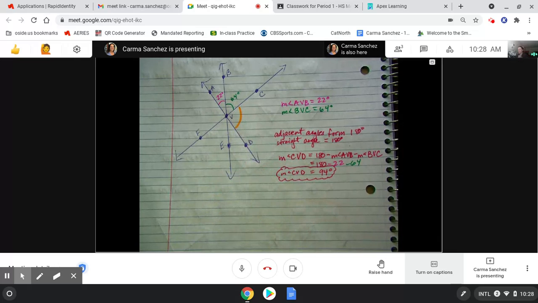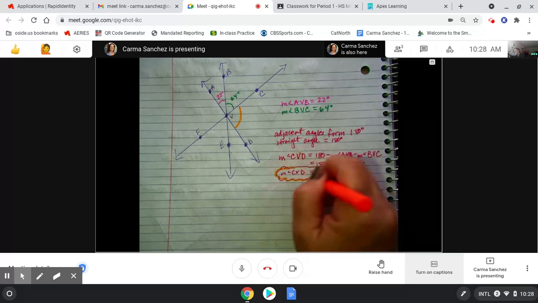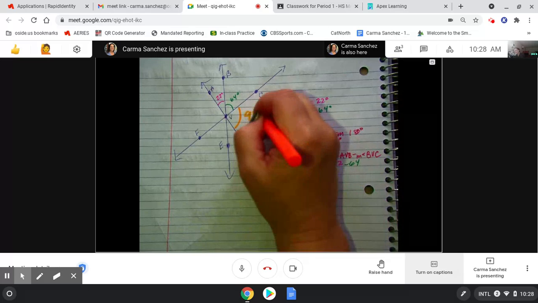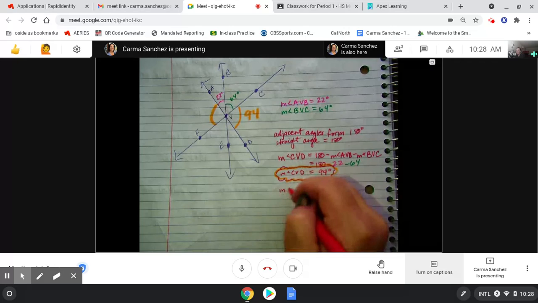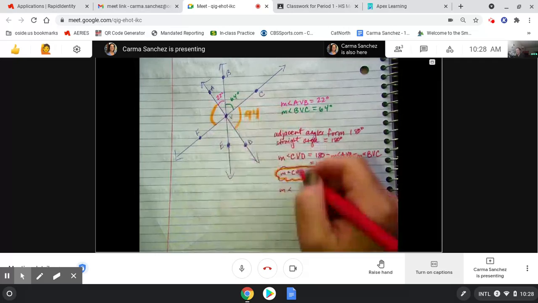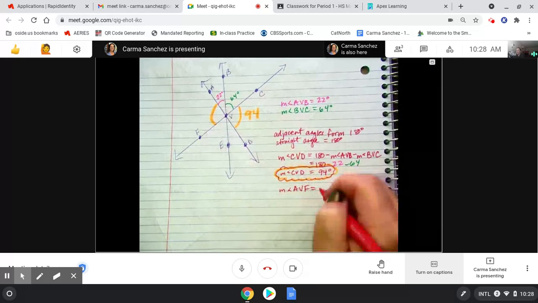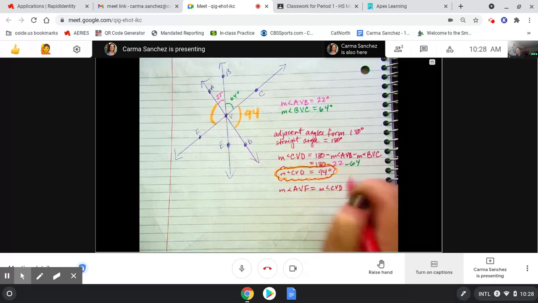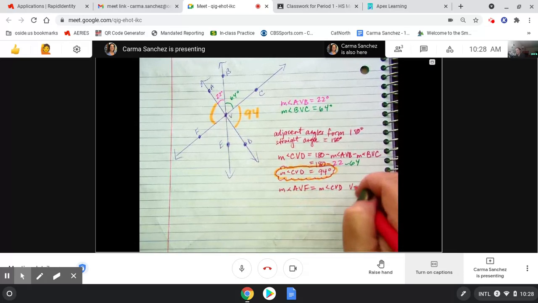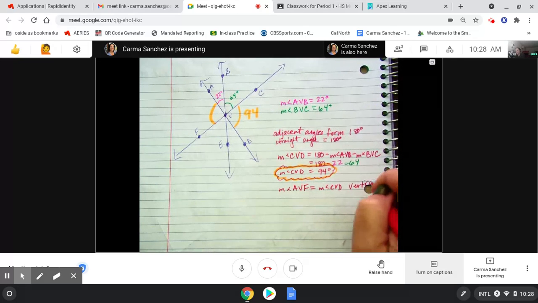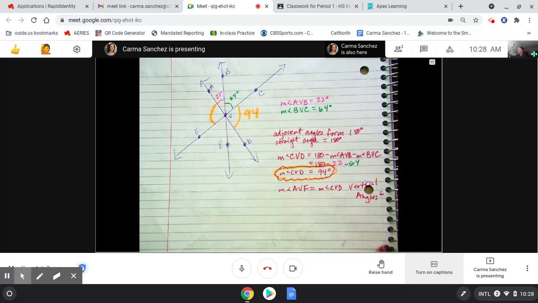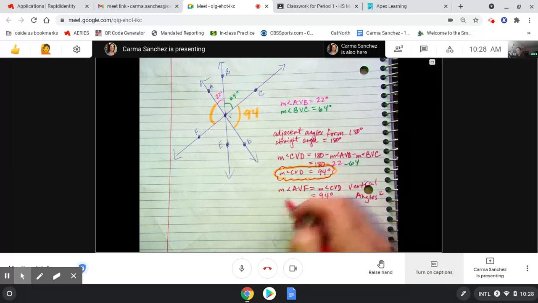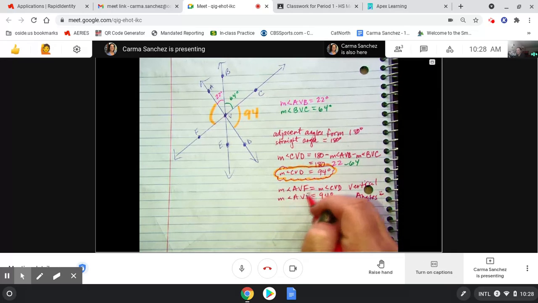Okay, now I know that this one is 94, so I can also get this one. The measure of angle AVF is equal to the measure of angle CVD. Why? Because vertical angles are equal. So the measure of angle AVF is equal to 94 degrees also, because vertical angles are equal.